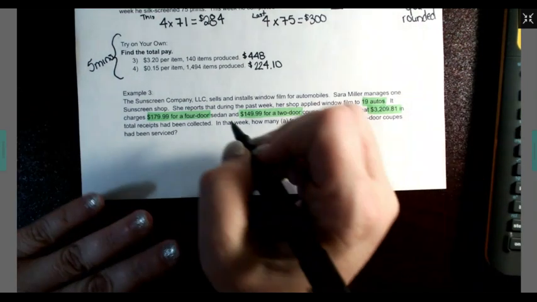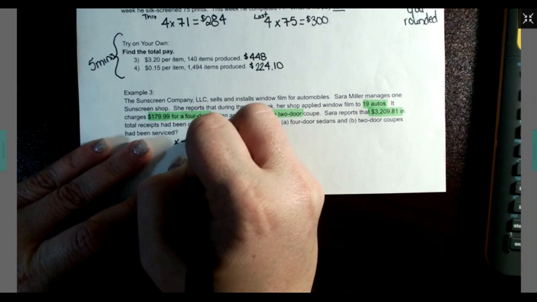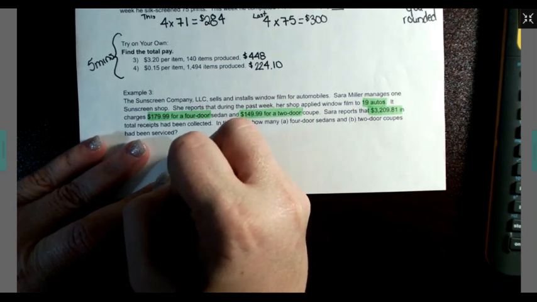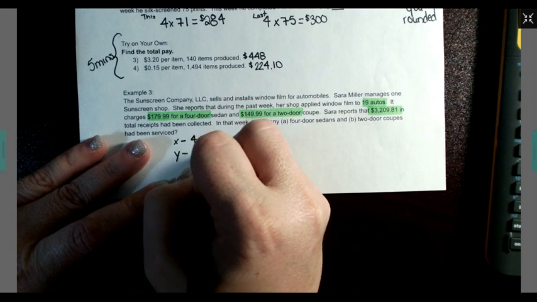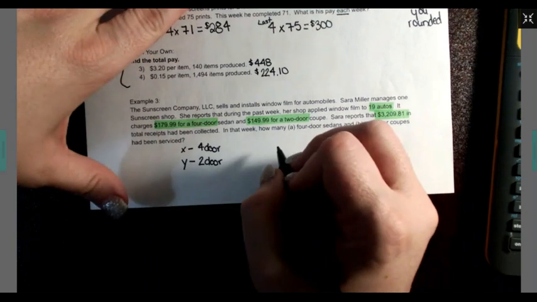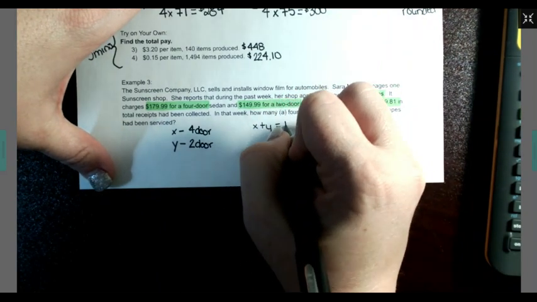So let's do it this way. We'll let X represent four-door cars. We'll let Y represent the number of two-door vehicles. We know altogether she serviced 19. So I know that X plus Y equals 19.